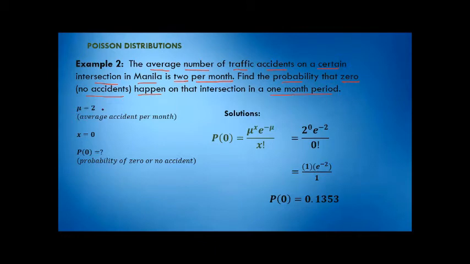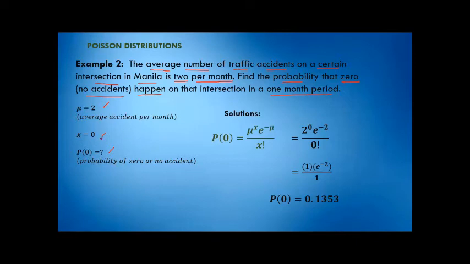The average number is mu or the mean. So that is 2 per month. Kaya 2 ang mu. That is the average accident per month as mentioned in the problem. Then, ang value ng x is 0. So, kung bakit siya 0? Kasi we are looking for the probability that 0 accident or no accident. So, that is 0. Ibig sabihin, ang probability na hanap natin is probability of 0. Ibig sabihin nun, probability of 0 or probability of no accident on that intersection for the 1-month period.